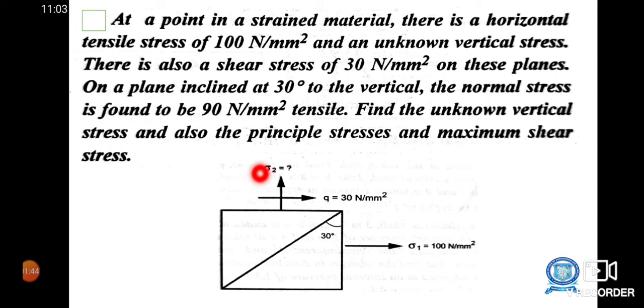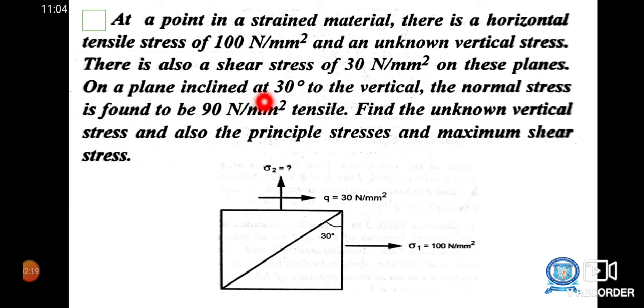So that is the diagram. Once again I will read the problem. All of you listen. At a point in a strained material, there is a horizontal tensile stress of 100 Newton per millimeter square and an unknown vertical stress. There is also a shear stress of 30 Newton per millimeter square on these planes.